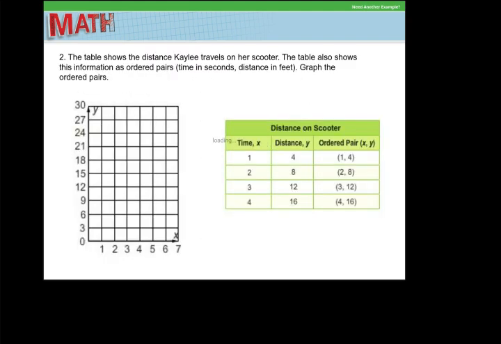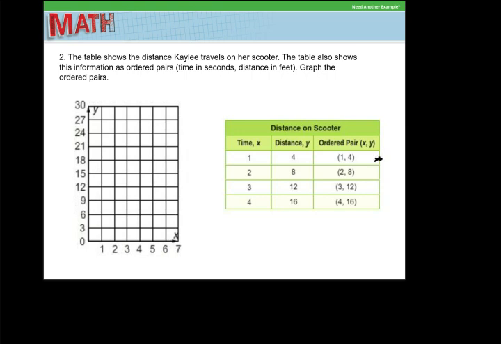All right, so number 2, same thing. This time we have a table that shows the distance Kaylee travels on her scooter. The table also shows the information as ordered pairs, as in time in seconds and distance in feet. So graph the ordered pairs. We're going to look at our first line.